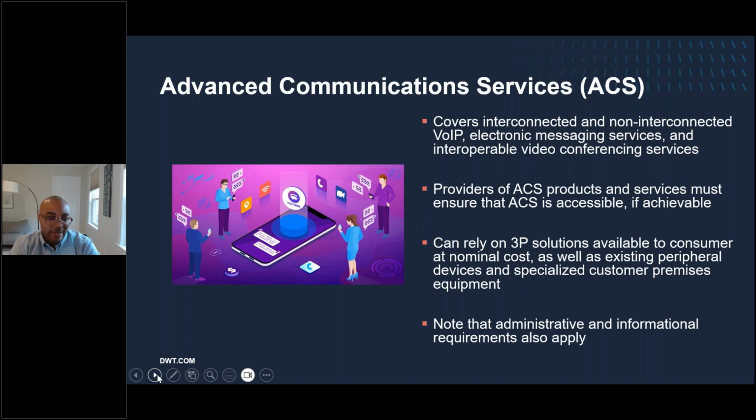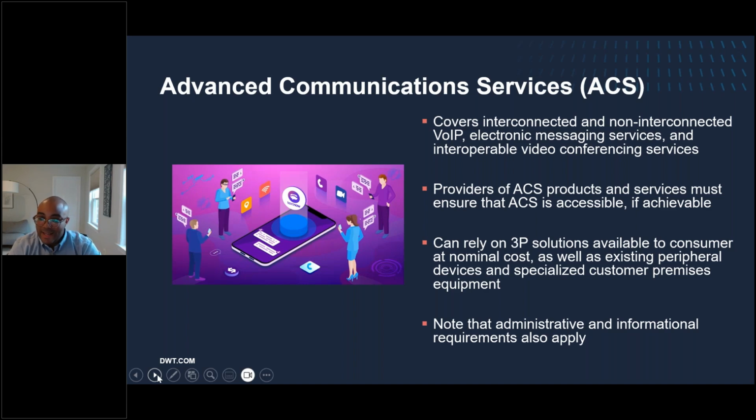So specifically, as noted in the first bullet here, interconnected and non-interconnected VoIP, so voice over IP, so voice calling for the internet, either through what's called the public switched telephone network, so we make a call to your parents on their cell phone, or through non-interconnected, which is sort of a closed network, so think of like Teams calling or Messenger, those would be considered VoIP. Electronic messaging services, so those are basically real-time text communications, so emails, texts, group chats, those kinds of things.